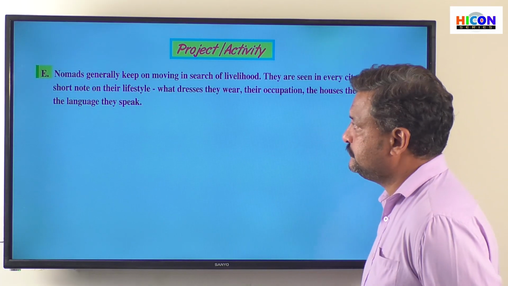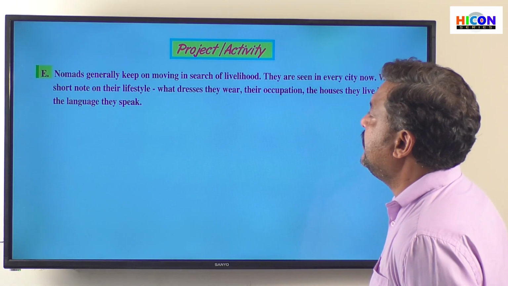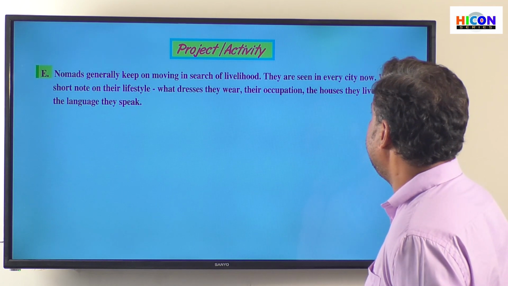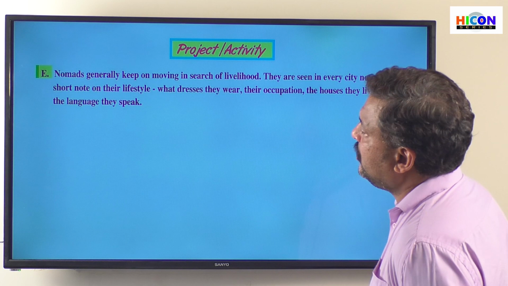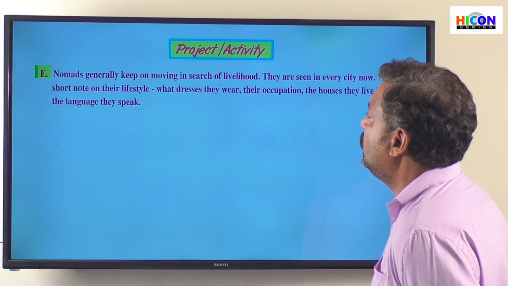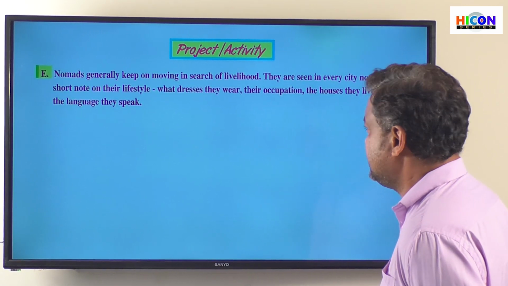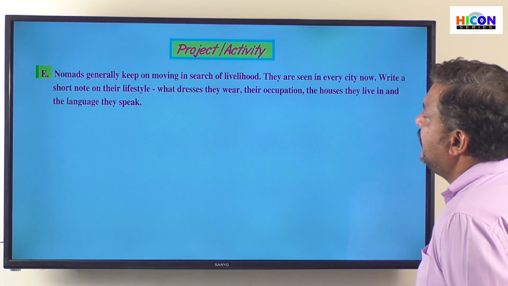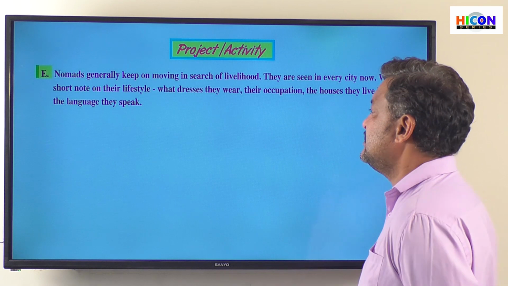Project work. Nomads generally keep on moving in search of livelihood. They are seen in every city now. Write a short note on their lifestyle: what dresses they wear, their occupation, the houses they live in, and the language they speak.